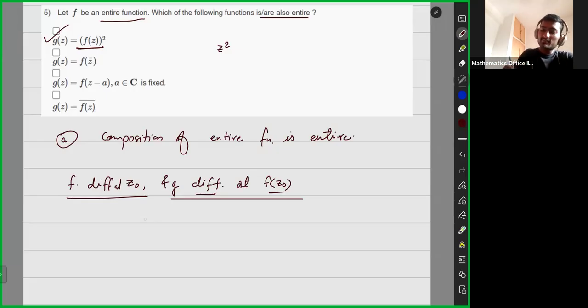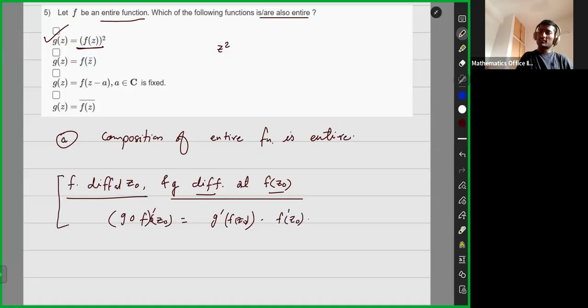Okay, and when we calculate the derivative at z naught, what does it become? g prime at f of z naught into f prime. So this could be the hypothesis. But f is an entire function. It means f is differentiable everywhere, and z square is also differentiable everywhere. So no need to check. It's just by hypothesis, it's entire. Okay. But part B, how about part B?